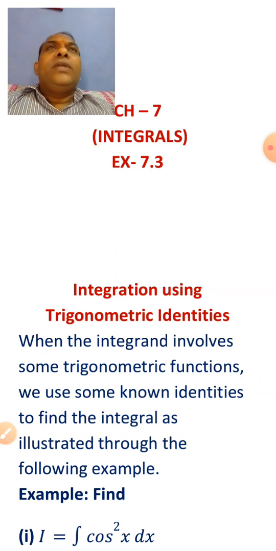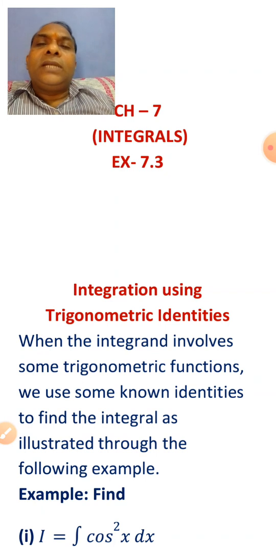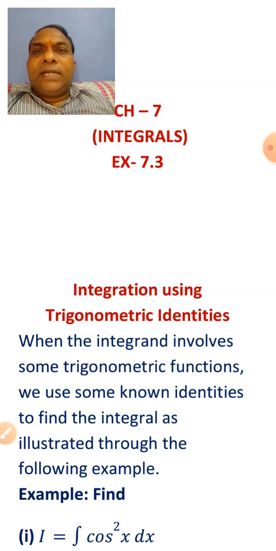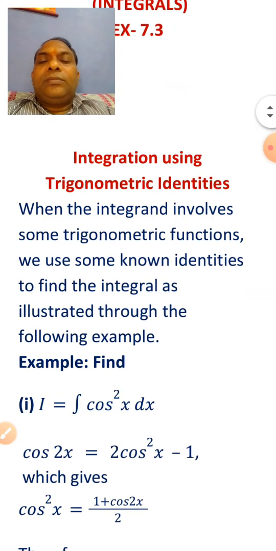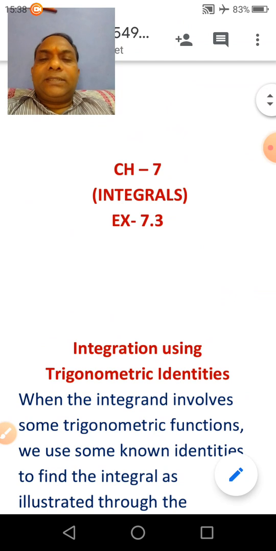Clear? For example, sin square theta plus cos square theta is equal to 1, cos square theta minus sin square theta is equal to cos 2 theta. Similarly, there are different formulas of cos 2 theta. Cos 2 theta is equal to cos square theta minus sin square theta. Cos 2 theta is equal to 1 minus 2 sin square theta. Cos 2 theta is equal to 2 cos square theta minus 1. Clear? So you have to use the identities to solve the integration.